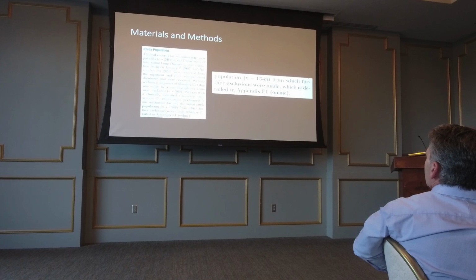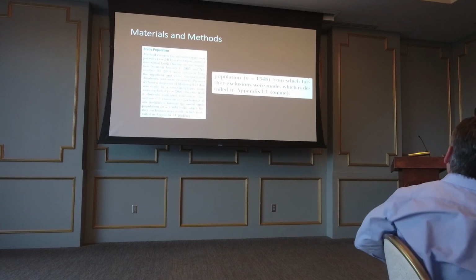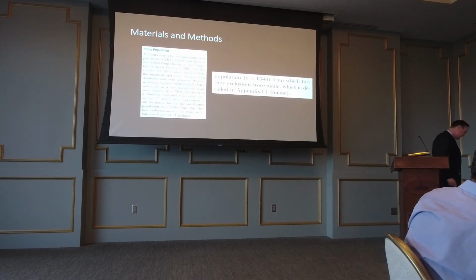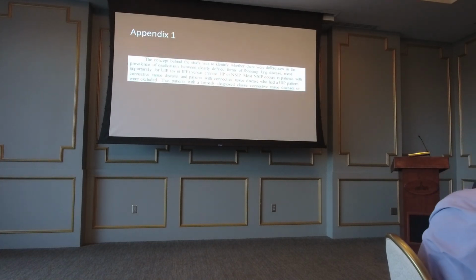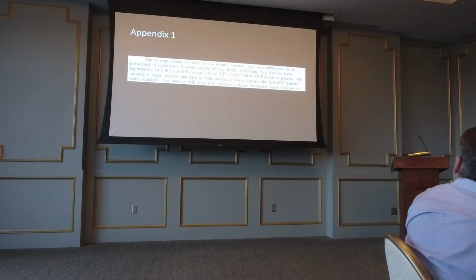I think this is a cautionary tale for interstitial lung disease, that I can create cohorts that prove whatever I want to prove in interstitial lung disease. So you have to be very careful in how you build the cohorts, and I do everything I can not to see any images before I build a cohort, because it's going to skew the results. And this is the sentence from which further exclusions were made, which is detailed in Appendix E1. So now you have to go find Appendix E1, which is only online. So then you find Appendix 1.